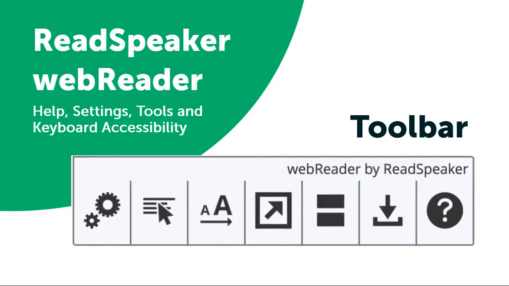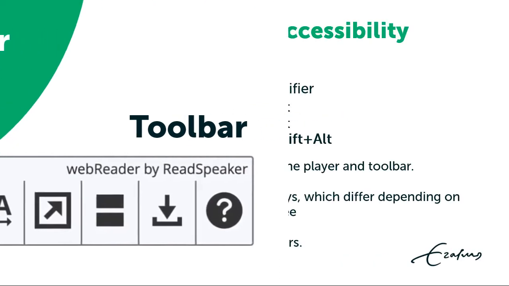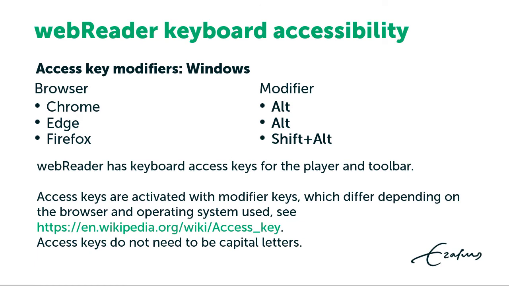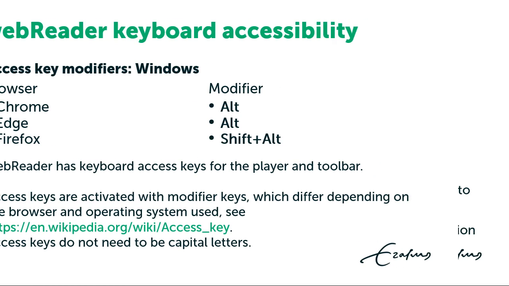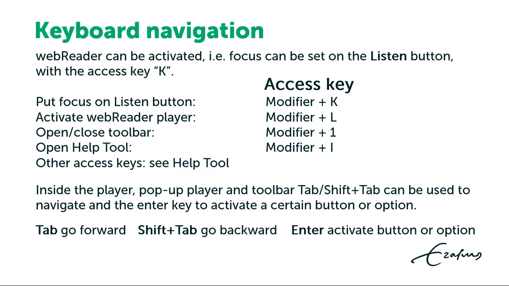In the toolbar, you'll find help information, settings options, and additional reading tools. WebReader can also be activated and navigated with keyboard access keys. There are access keys to activate the WebReader player and to open the toolbar. See the Help tool for other access keys.